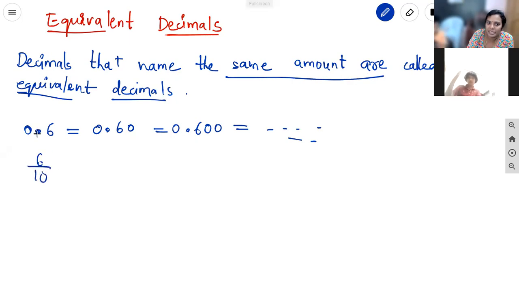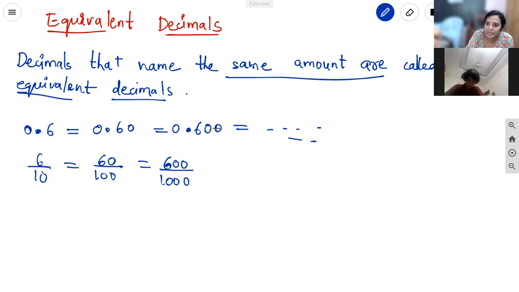Why? Because there is one digit after the decimal point. It is equal to 0.60, which has two digits after the decimal point, so we can write 60 by 100. It is equal to 0.600, with three digits after the point, so we can write 600 by 1000. Eliminating the decimal point means we count how many digits are there after the decimal point, and write that many zeros after one in the denominator.